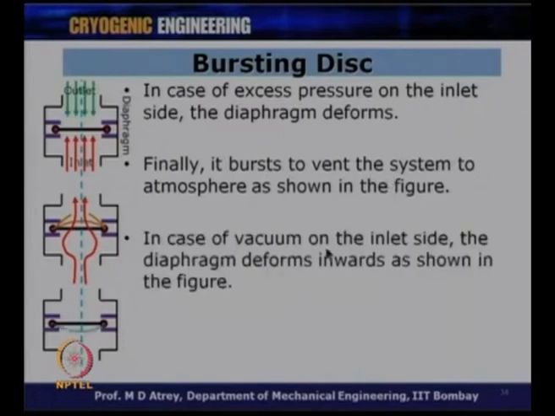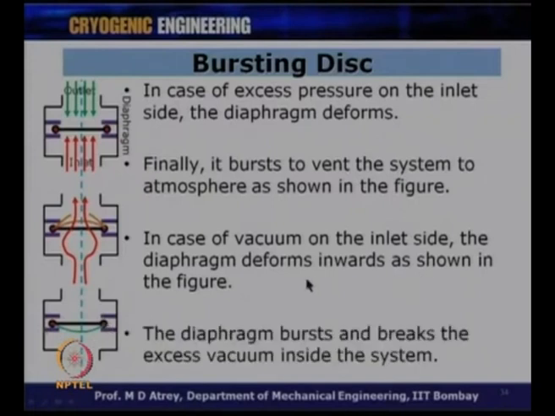In case of vacuum on the inlet side, for example, suppose the vacuum is on this side and atmospheric pressure on this side, it will take this shape inwards as shown in the figure, and the diaphragm will burst when the vacuum becomes better and better beyond a particular set value. The diaphragm bursts and breaks the excess vacuum inside the system. So, you can take care of high pressure inside the system as well as low pressure inside the system. It can work either way.